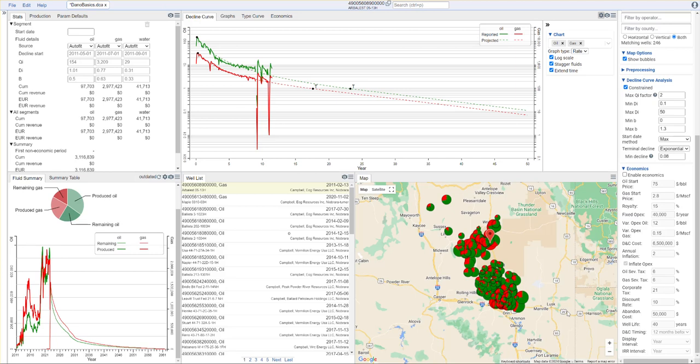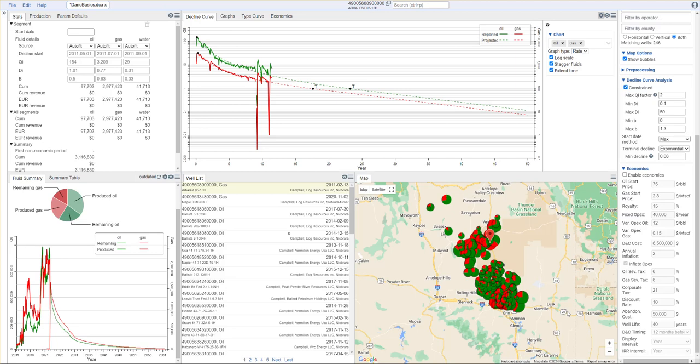So we could say something simple like, all right, let's let this well produce for 30 years or 50 years or whatever the number is, and calculate all the production that the forecast says we'll make by that point. We could also put a cutoff on rate. So we could say something like, all right, let's let this well produce until the rate falls below a certain value. So let's say until it falls below 2 barrels per day or some such number.